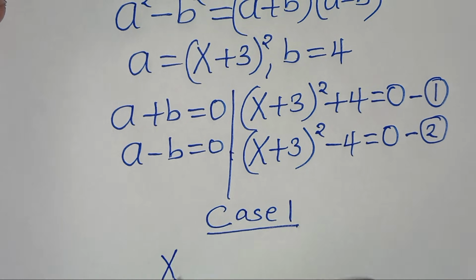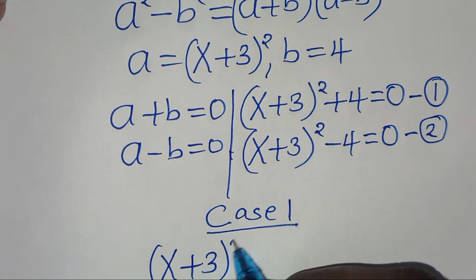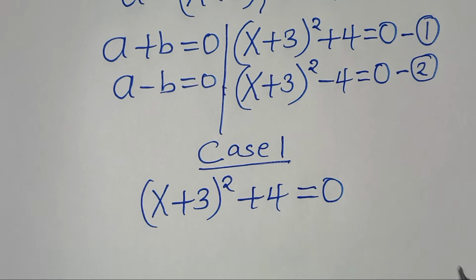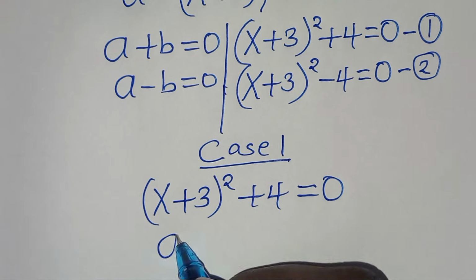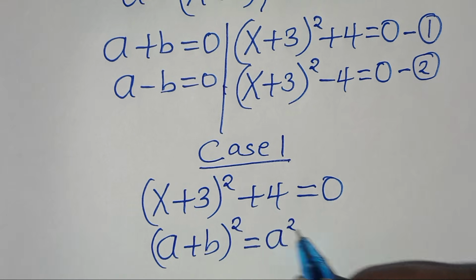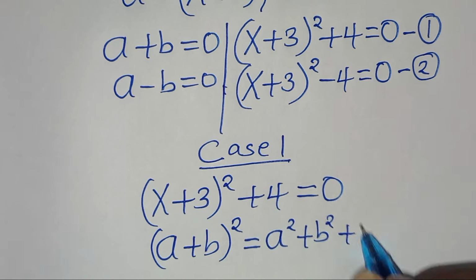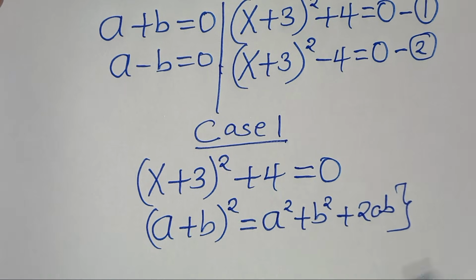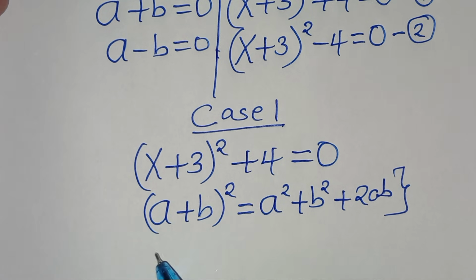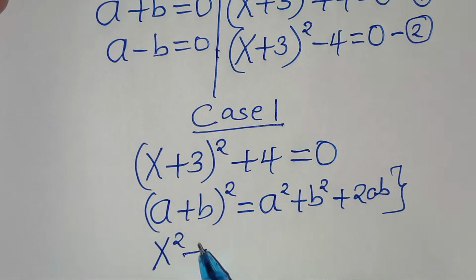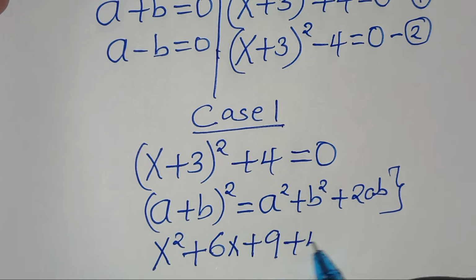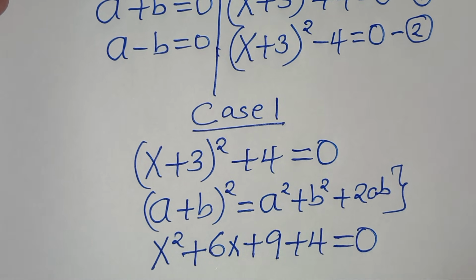So we have (x + 3)^2 + 4 = 0. (x + 3)^2 is in the form (a + b)^2, which we can express as a^2 + b^2 + 2ab. Applying this algebraic identity, (x + 3)^2 is the same thing as x^2 + 6x + 3^2, which is 9, then plus 4. This is equal to 0.